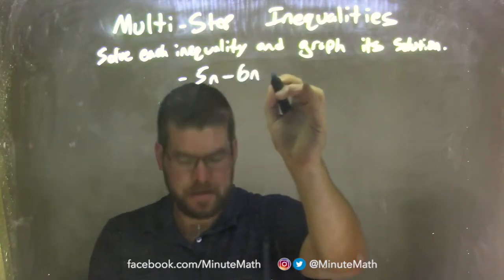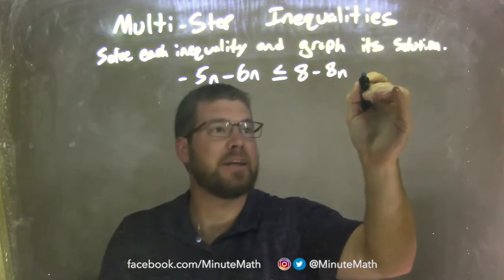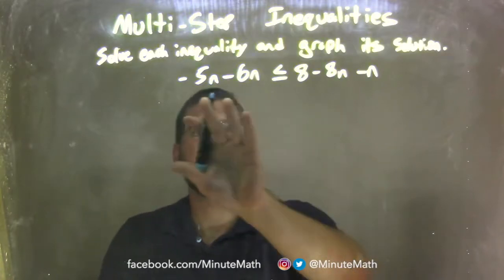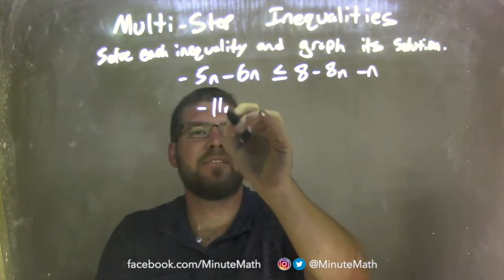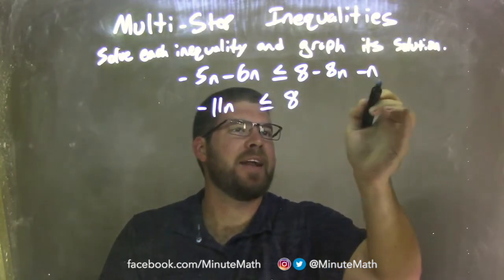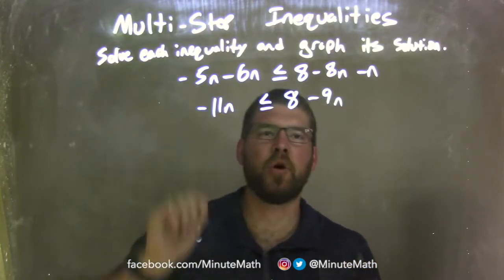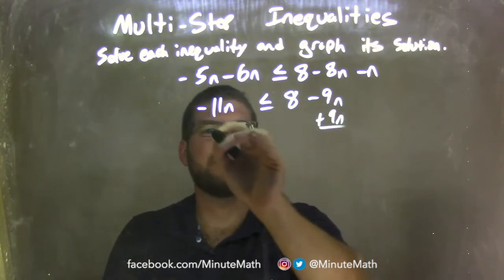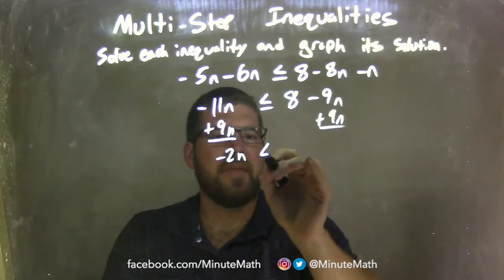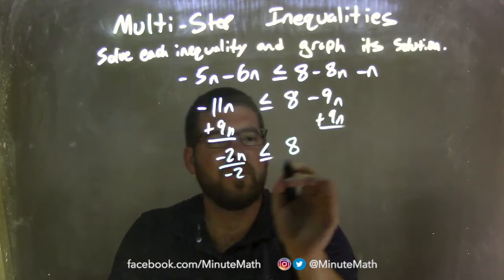-5n minus 6n is less than or equal to 8 minus 8n minus n. Okay? Well, first thing I want to do is combine my like terms on each side. So -5n minus 6n is a -11n, and that's less than or equal to 8 minus, so we have -8n minus n is a -9n, so we have minus 9n. Now I want to bring my 9n over to the left, so I'm going to add a 9n to both sides. -11n plus 9n is a -2n, and that's less than or equal to 8, which is just there on the right.